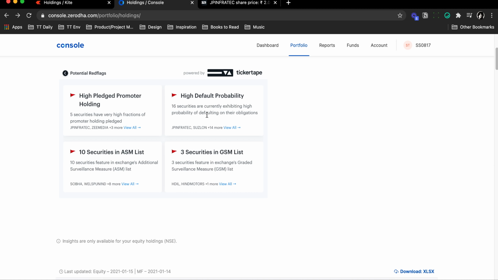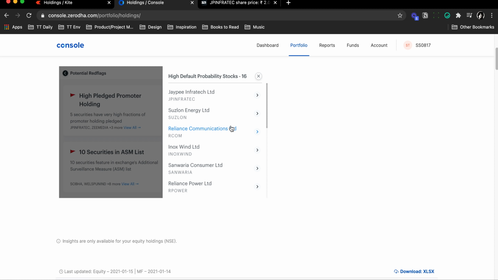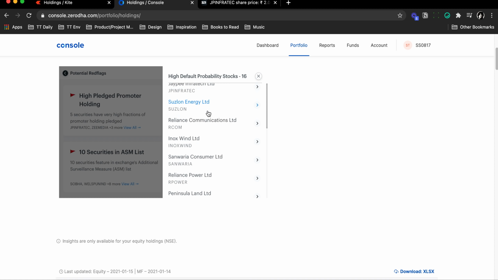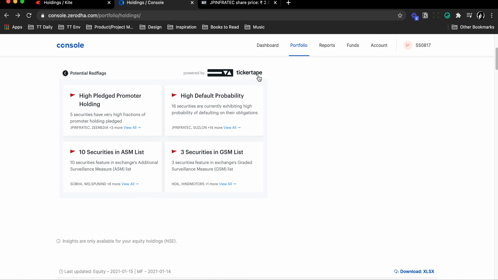The second is the high default probability. Now, what is a high default probability? Like I was mentioning, there's a potential that these securities could default on their loan obligations, right? Over here you see there's JP Infratech, there's Suzlon Energy, right? So there are 16 stocks in our portfolio that have a high default probability.